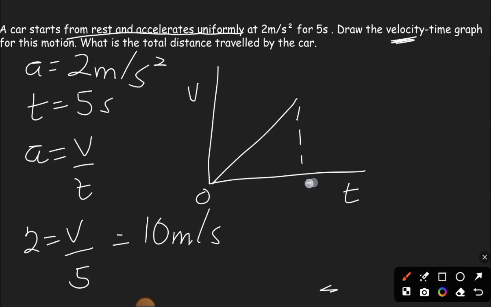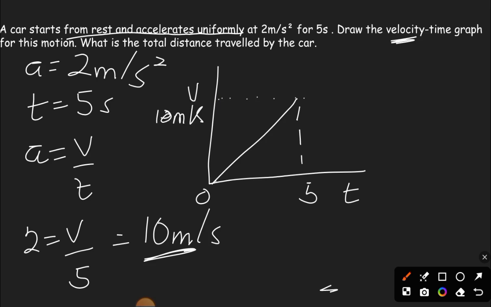So draw our short dashes and indicate our 5 down here, knowing that our velocity was 10 from the answer we had here. So we know that the velocity over here is 10.